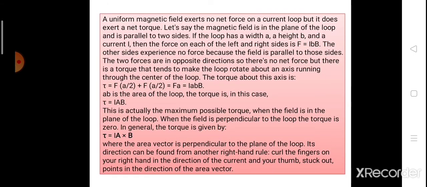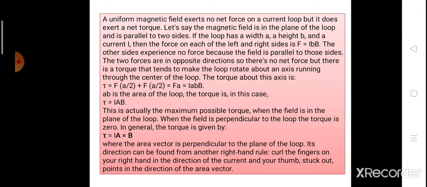So by applying the equation for torque as force into perpendicular distance from the axis of rotation, we get tau equals F into a by 2 plus F into a by 2 due to the sides AB and CD. This is the case when the plane of the loop is along the direction of the magnetic field, or the normal to the plane is perpendicular to the direction of the magnetic field. So the total torque is given by F into a.